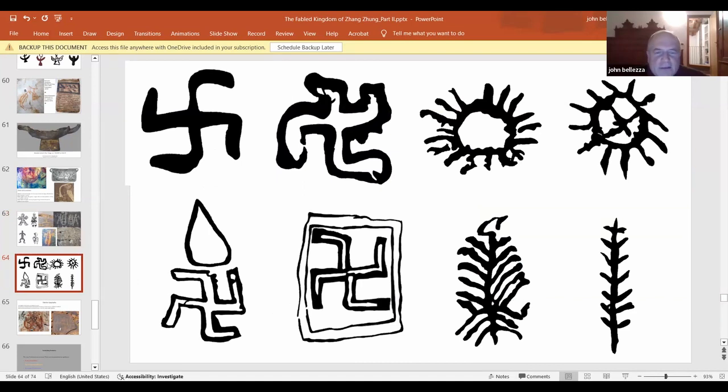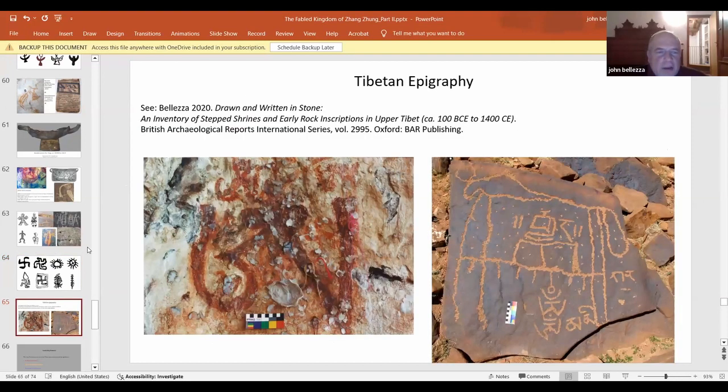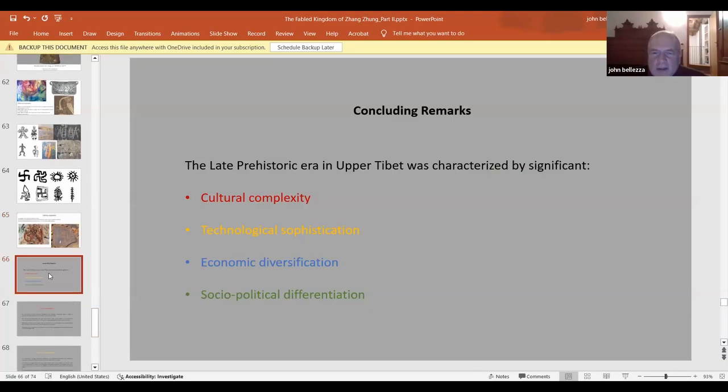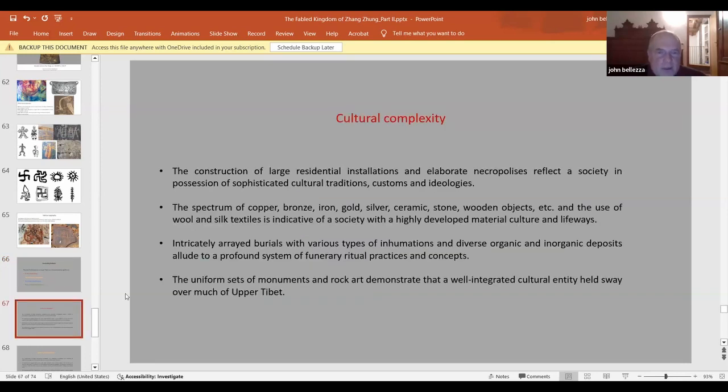And then symbols. We could speak about the swastika, which is the most important single symbol in prehistoric Upper Tibet. I will not talk about epigraphy at all. So let us now go to the concluding remarks. The late prehistoric era in Upper Tibet was characterized by significant cultural complexity, technological sophistication, economic diversification, socio-political differentiation.